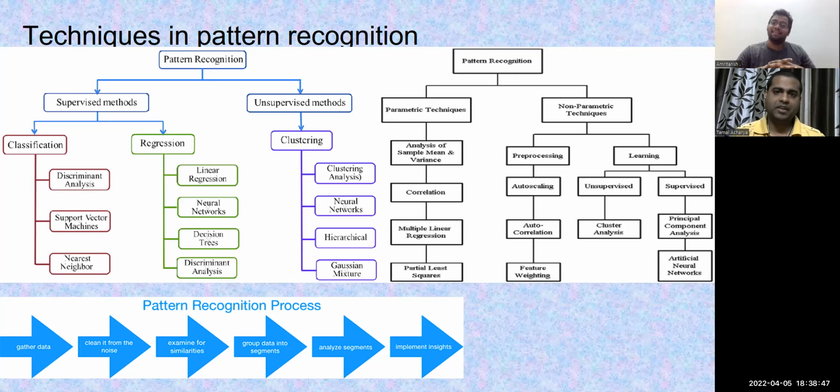That's right. Yeah. So this is more to give you an intuitive understanding of the techniques that are in pattern recognition. If you want to go through them, you can go through them separately. There are lots of series out there. So this is what we are trying to do.